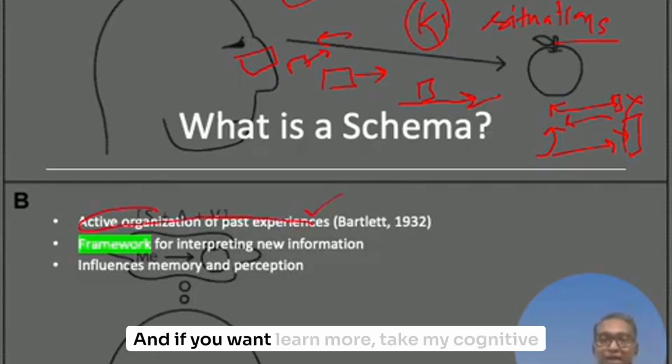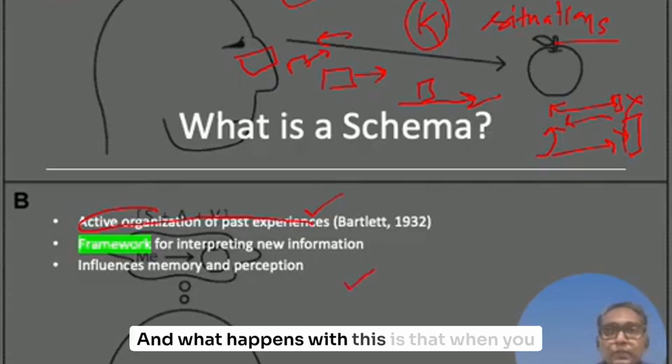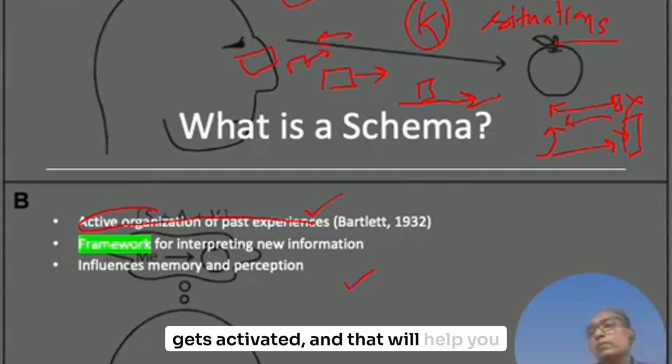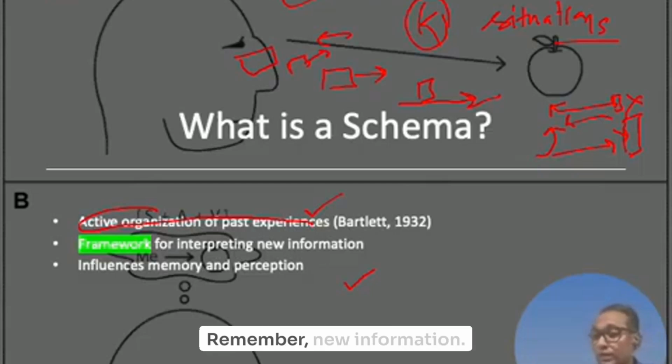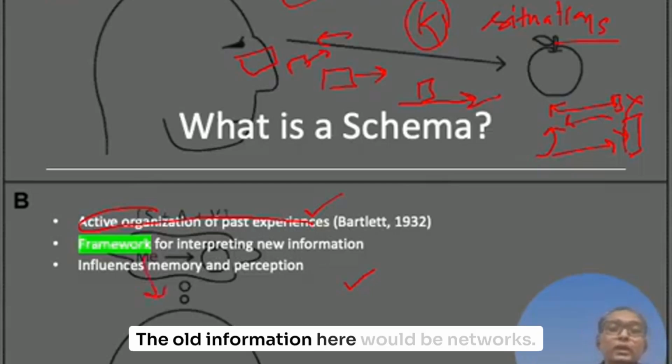And if you want to learn more, take my cognitive class. We discuss a lot about this. What happens is that when you enter that situation again, this information gets activated and that will help you understand. Remember, new information, you make sense of it by using old information. The old information here would be networks.